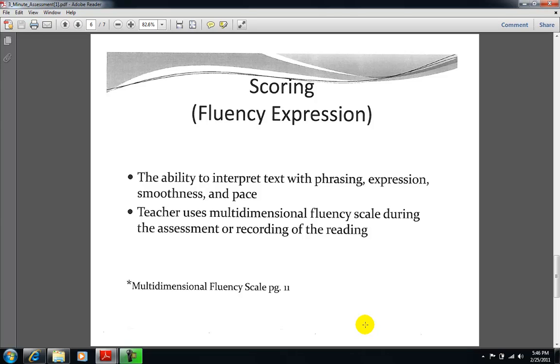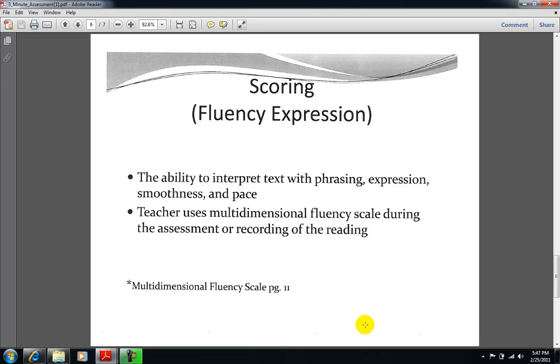While the student is reading, or after the student has read, you may want to make any notes about fluency expression, any of these 4 categories of fluency expression in that comments and observations box, so that when you go back to score it, you'll have some observational data right there in front of you, instead of trying to pull it from memory.